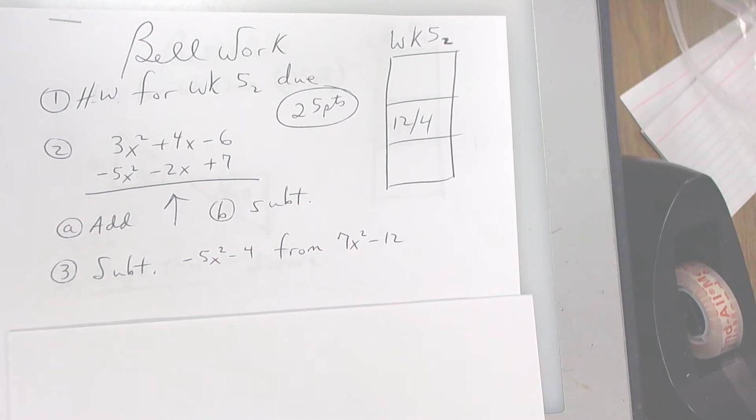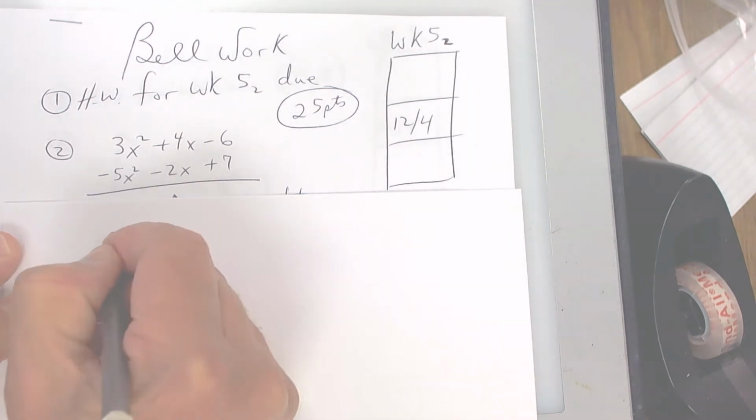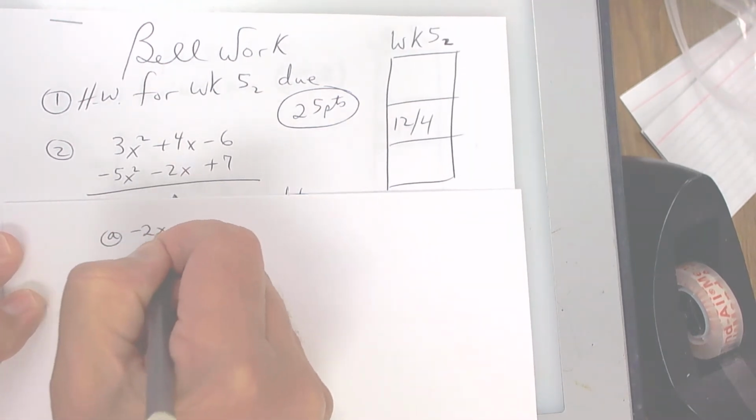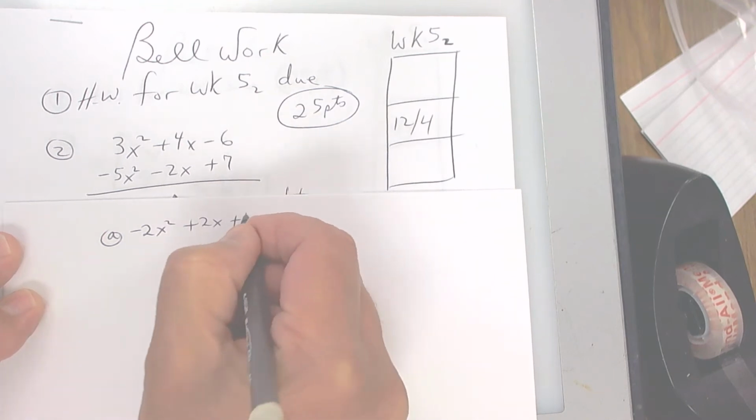Well, let's take a look here. It says add and subtract. Well, if you add it, that's easy. You don't need to change anything. So this is going to be a negative 2x squared. This is going to be a plus 2x and a plus 1.